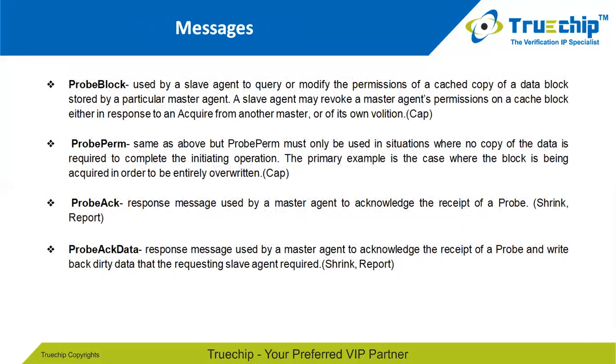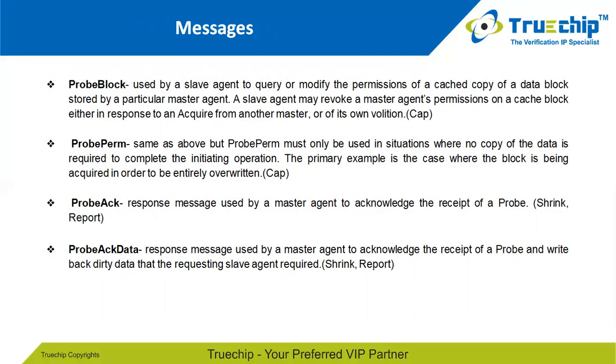Moving forward with the probe messages. A probe block is used by the slave agent to query or modify the permission of a cache copy of a block stored by a particular master agent. A probe param is the same as probe block, but probe param must only be used in situations where no copy of data is required to complete the operation. A probe ack and a probe ack data are the response messages used by a master to acknowledge the receipt of a probe. The probe ack data will also write back dirty data that the requesting slave agent requires, and both use the shrink or report permission type based upon the scenario.